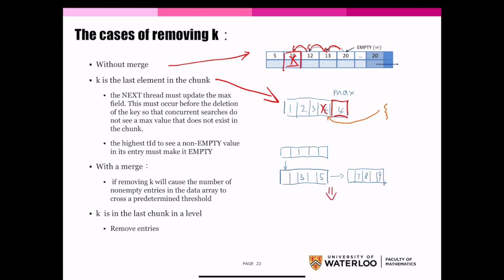With merge, if removing K will cause the number of non-empty entries in the data array to cross a predetermined threshold. So for example, we have a part of the skip list like this. And then we delete 3. So in this case, we need to merge these two chunks. And then we have a new chunk. And we need to make the previous chunk in the upper level point to this.